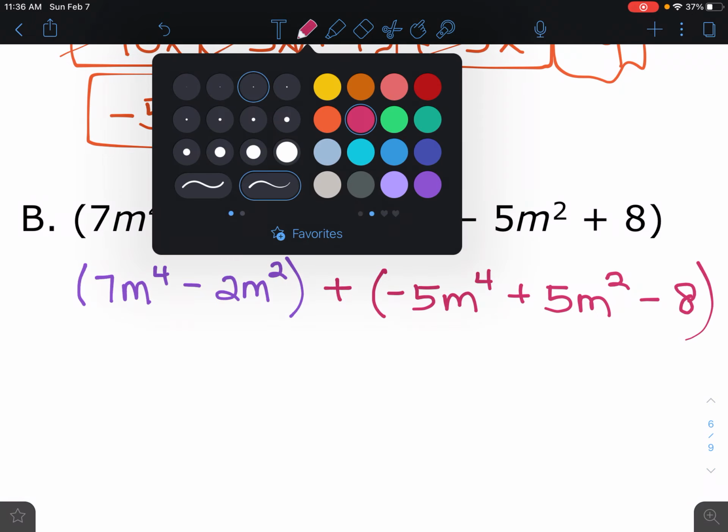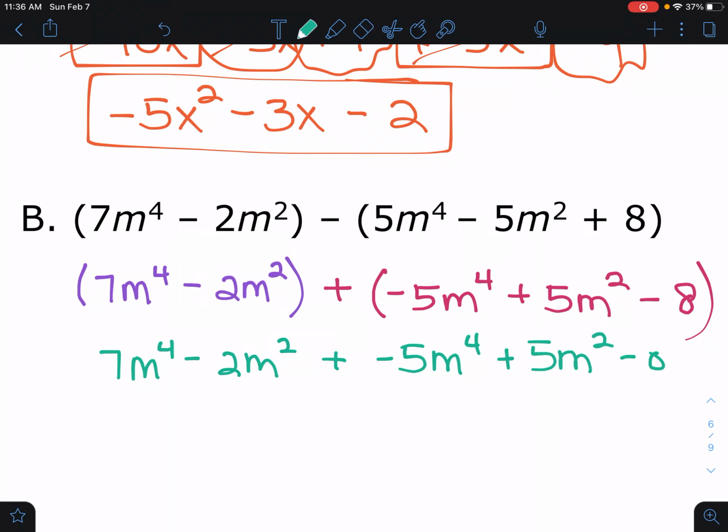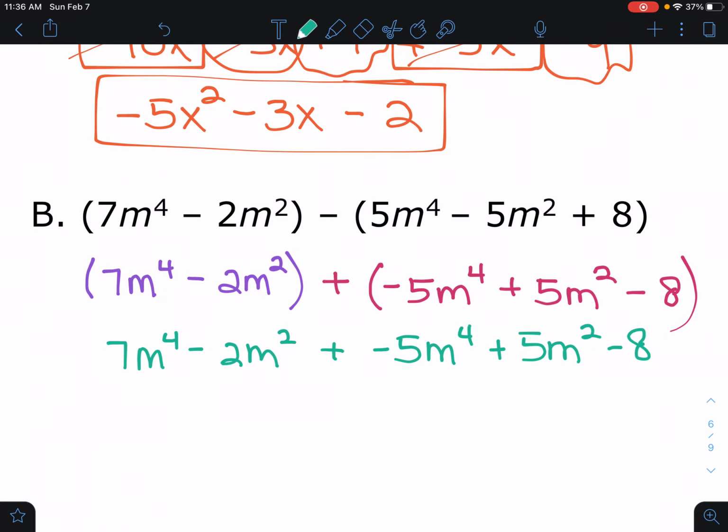Let's drop our parentheses. So 7m to the 4th minus 2m squared plus negative 5m to the 4th plus 5m squared minus 8. Okay, now you're going to combine like terms. So start with your highest degree ones and work your way down. So let's see, 7m to the 4th and negative 5m to the 4th. So 7 minus 5 is 2.